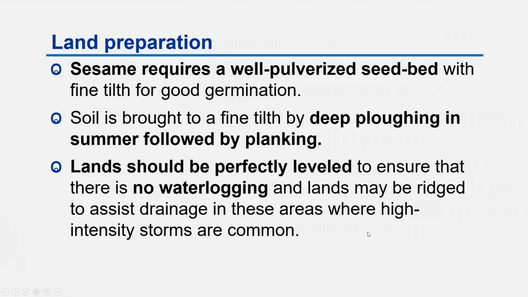Now friends, you have seen the varieties and it is really good to select the varieties which are recommended for a particular region. And there are also certain other criteria based upon which varieties for a region are chosen. So after choosing the variety, now it comes to land preparation. Sesame crop requires a well pulverized seed bed with fine tilth for good germination. Soil is brought to a fine tilth by deep plowing in summer followed by planking.